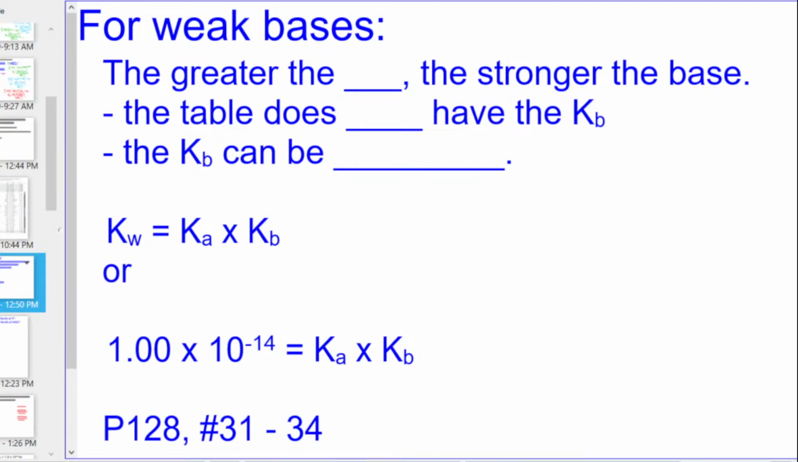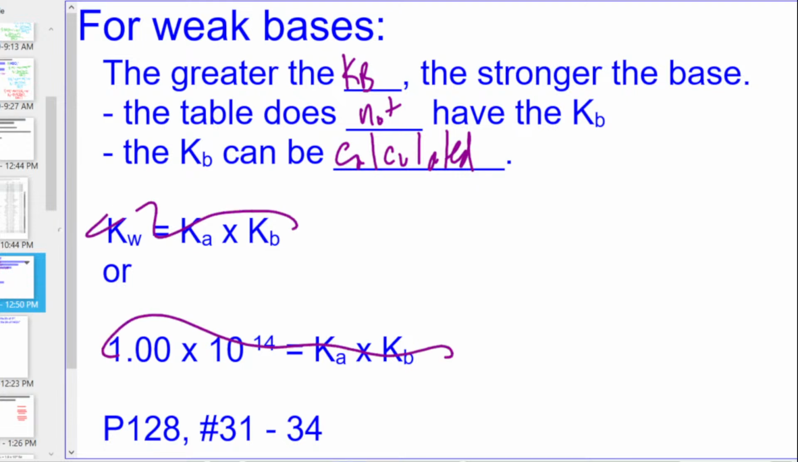So stronger acids have larger Kas. Similarly, stronger bases have larger Kbs. The table does not have the Kb. We have to calculate it. And I want you to ignore this for a second. Don't cross it out. Just ignore it.